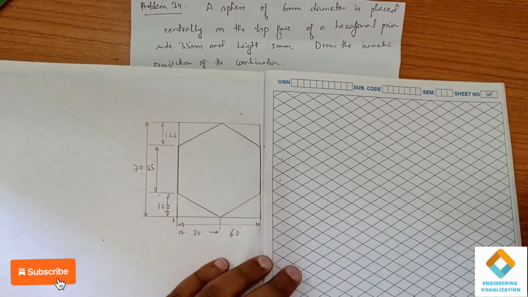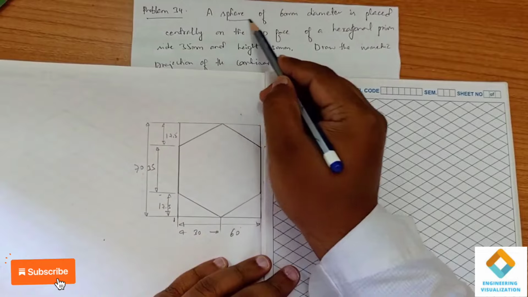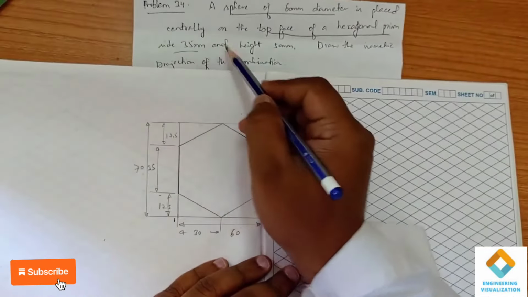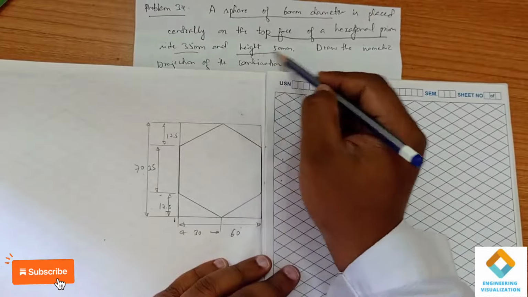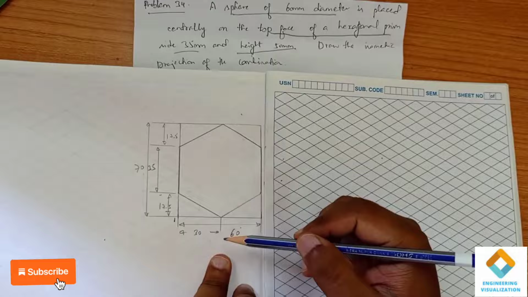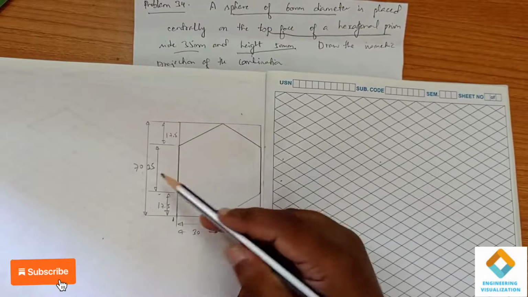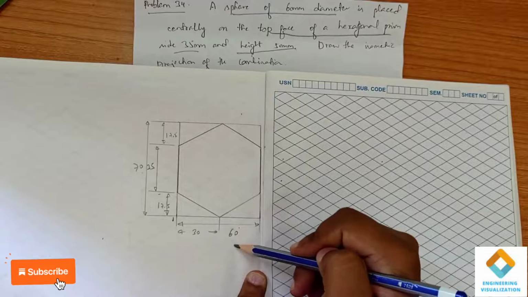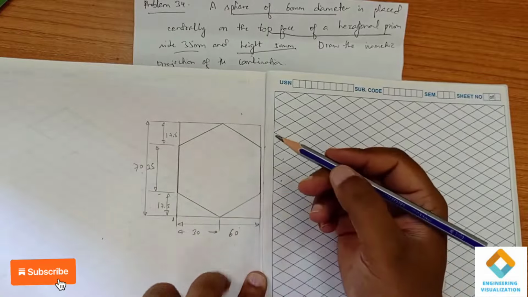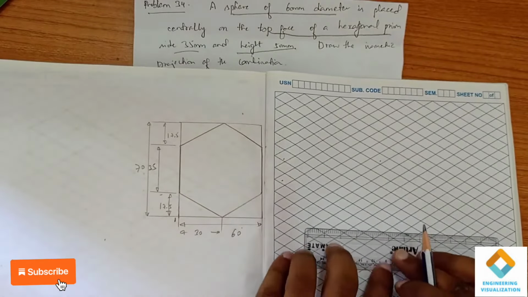Okay. So we do this problem number 34. In this we have to construct a sphere of diameter 60, placed centrally on the top face of a hexagonal prism, side 35 and height 50. For that hexagon we have drawn an orthographic view and then we have drawn the box for it. Box dimension is very important. One side 70, second side is 60 and the other sides we have marked. So first we need to construct a box of 70 by 60.